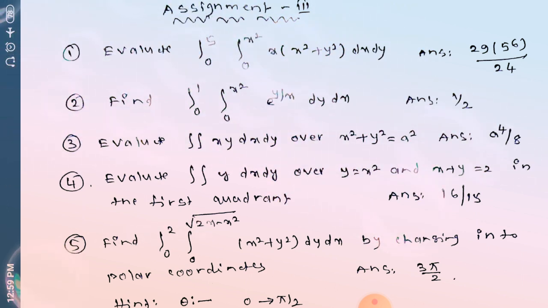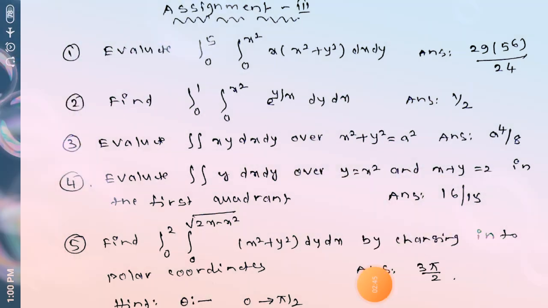Remember, whenever you are doing integration with respect to y first, e power y by x is nothing but e power y by x divided by the y coefficient, which is 1 by x. Then you can substitute the limits. So finally, on making the simplification, the final answer is 1 by 2.